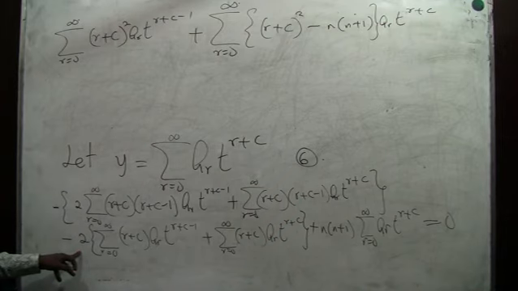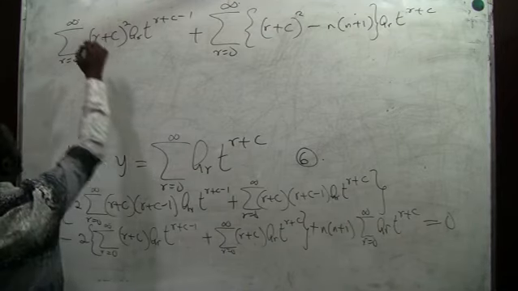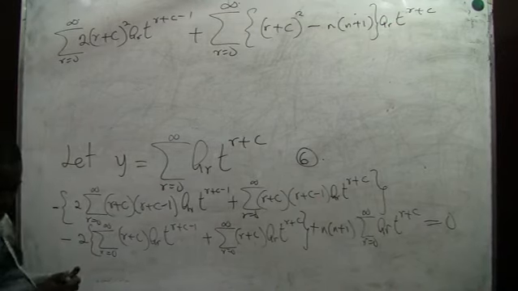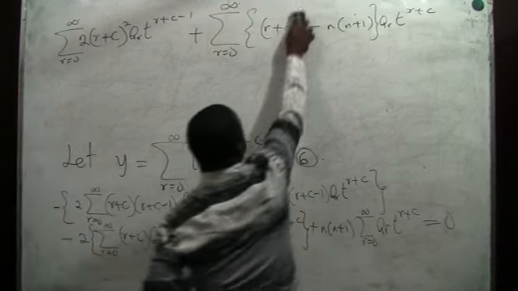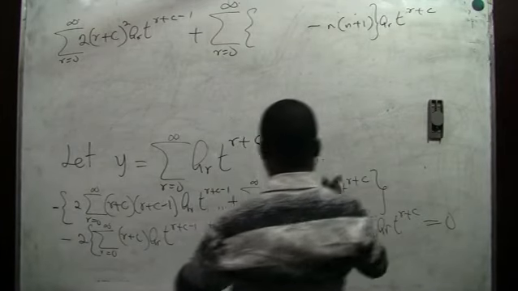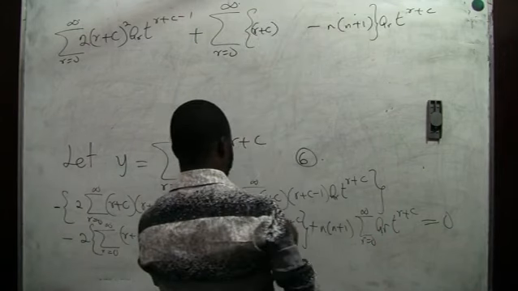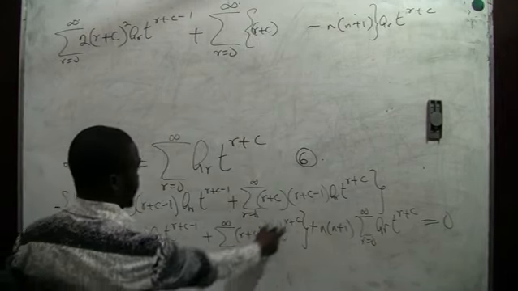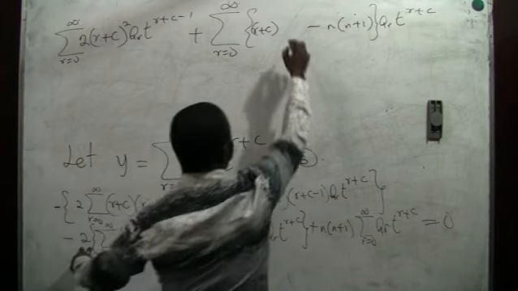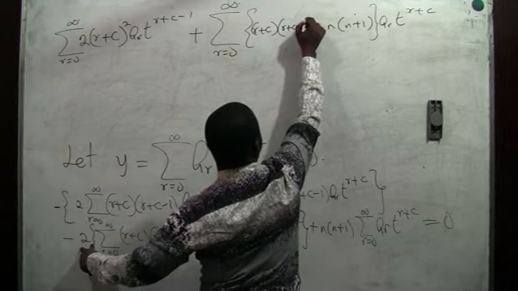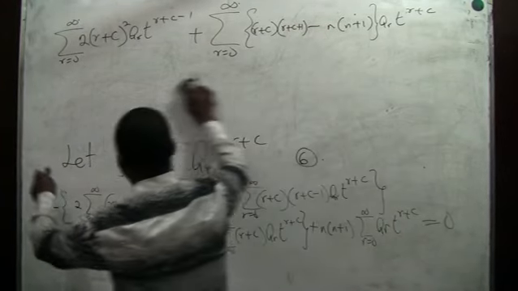Hold on. I have not considered the 2 here. This is supposed to be 2. I have not considered the 2 multiplying. So this is supposed to be r plus c is common. Then we are left with 2 here plus what we have. That becomes r plus c plus 1. Sorry about that costly mistake.